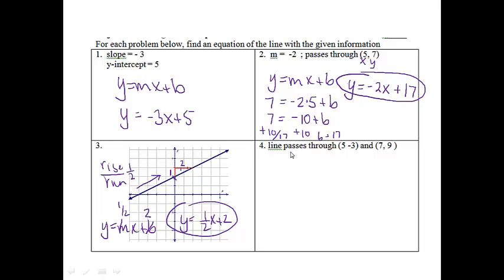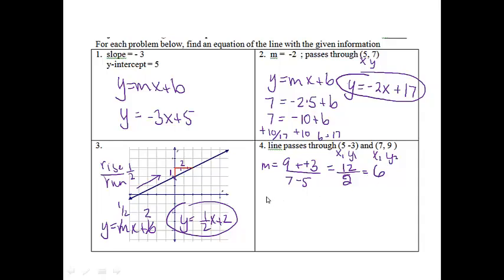All right, next one. The line passes through the points (5, -3) and (7, 9). So this time I'm going to have to find m, and I'm going to have to find b. I'm going to start by labeling my points x1, y1, and x2, y2. And now I know that my slope is y2 minus y1, so it's going to be 9 minus -3, and then over x2 minus x1, which will be 7 minus 5. Okay, that will turn to positives. 9 plus 3 is 12. 7 minus 5 is 2. 12 divided by 2 is 6.